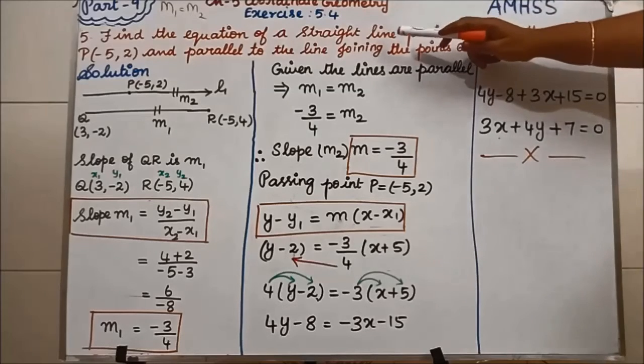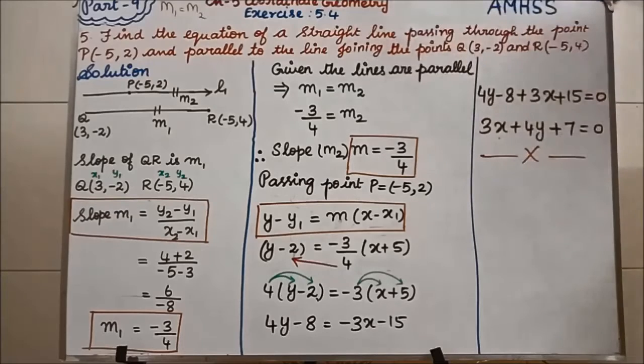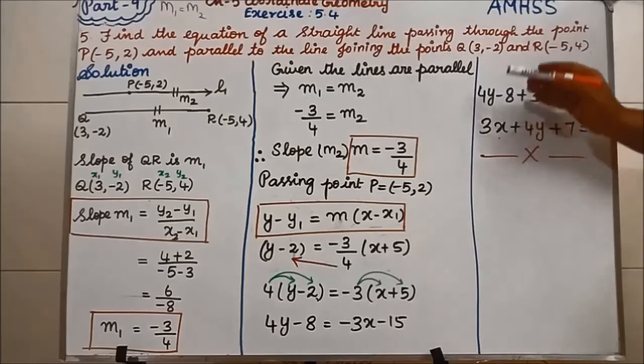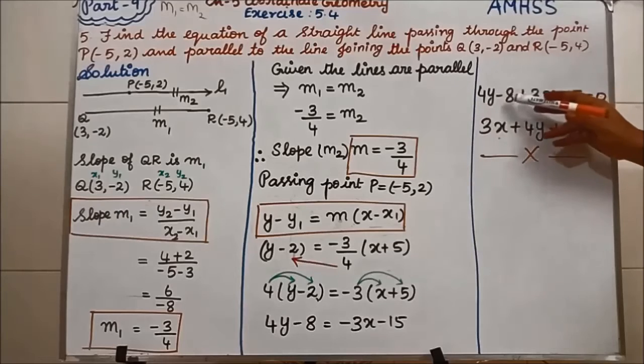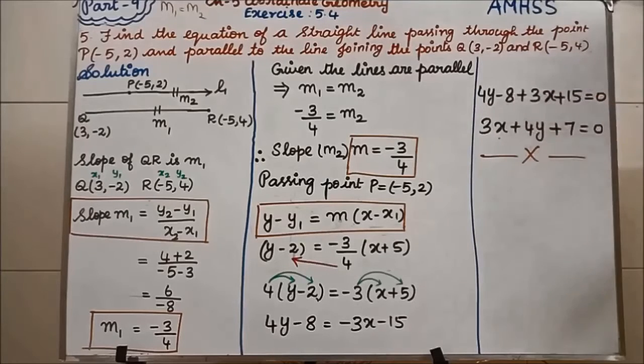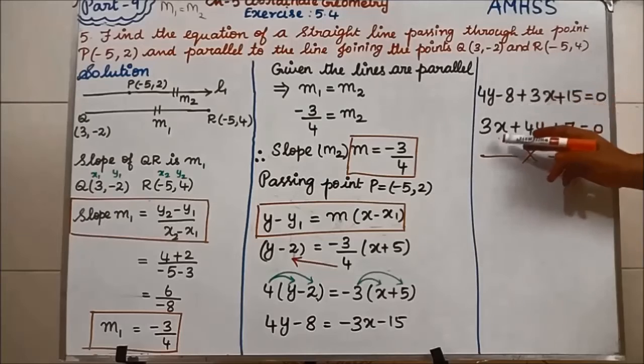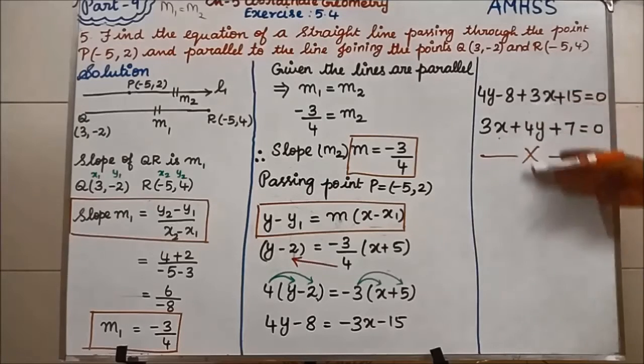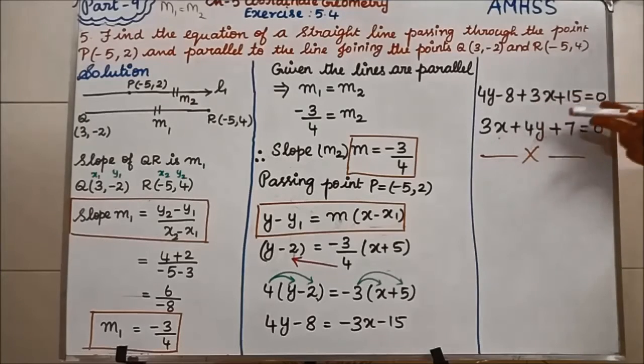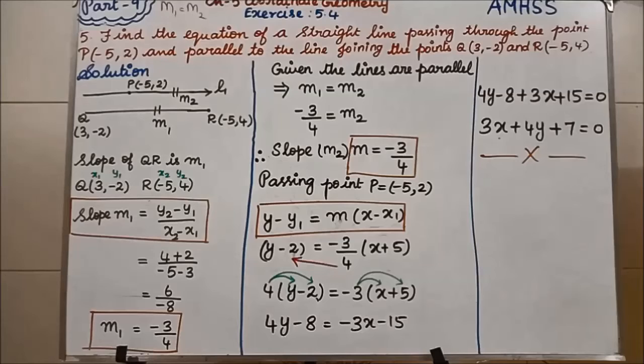So in the question, what were they asking? Equation of the straight line, in x term, y term, then constant only. So I am arranging in that order. First I am writing 3x, then the y term, then 15 minus 8 is 7. So x term, y term, constant. So the answer is 3x plus 4y plus 7 equal to 0. This is the equation of a straight line. Clear, students? Clear all of you, the fifth question?